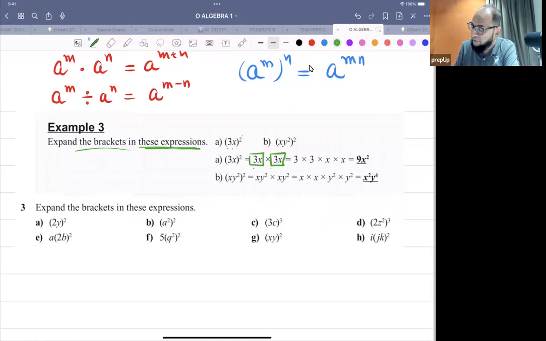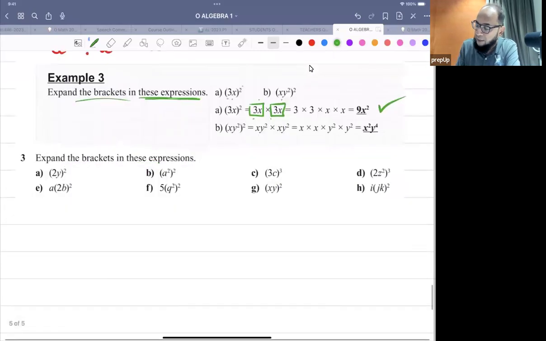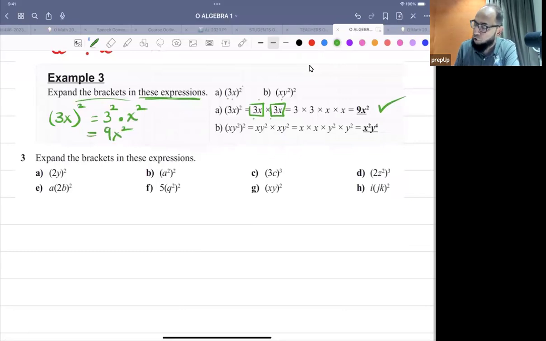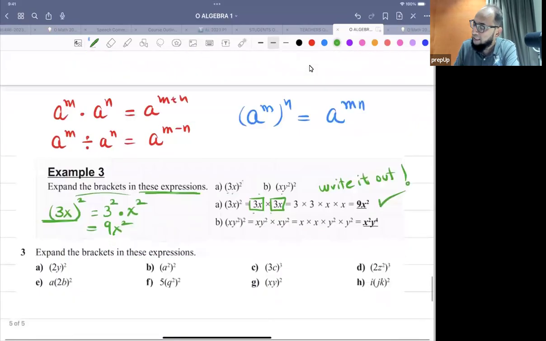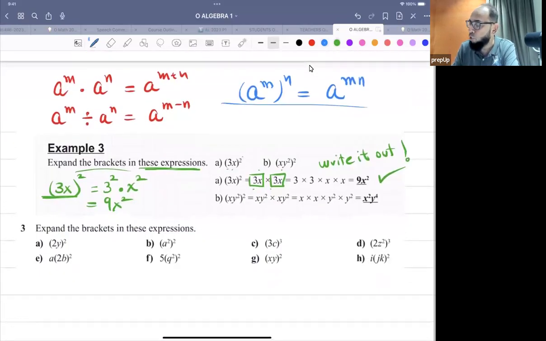3 into 3 becomes 9. x into x becomes x squared. So this is 9x squared. That's one approach. The other approach is 3x raised to power of 2 can be written as 3 raised to power of 2 multiplying with x raised to power of 2. That is 9x squared. So it's your choice to write it out and then simplify, or apply this rule which is written in blue over here directly. That's your choice.